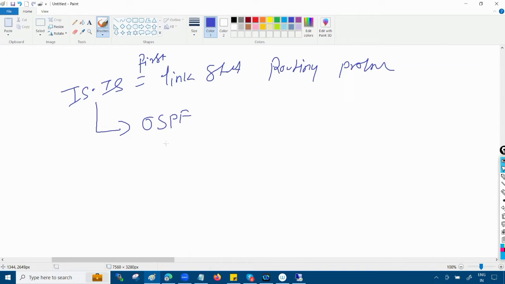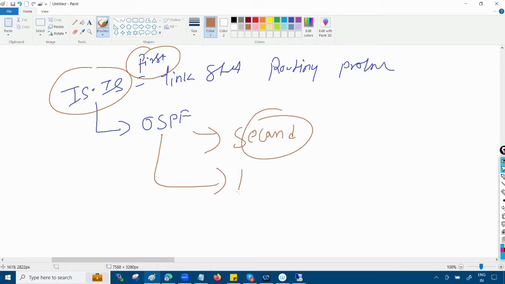Now you may have a question: if IS-IS was the first protocol and OSPF was the second, then why did OSPF become popular? Nowadays, people don't like the IS-IS protocol. Not nowadays, of course, like 10 years back, or even 5 years back, people had no idea about the IS-IS protocol, and people didn't want to learn about it.